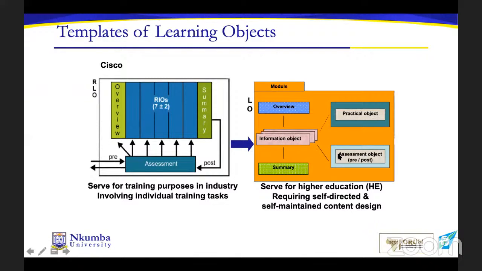For topic 1 and 2, you can create an assessment, a continuous assessment. 3 and 4, you can create an assessment. 5 and 6, you can create an assessment. 7 and 8, you can create an assessment. And then finally, at the end of the semester, you create a summative assessment which takes care of all the 10 objects you have in there.